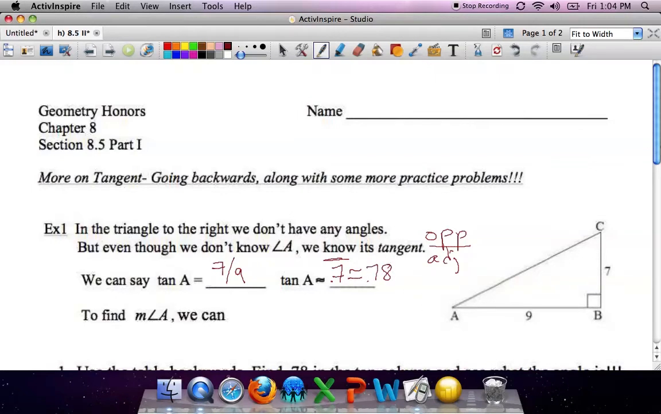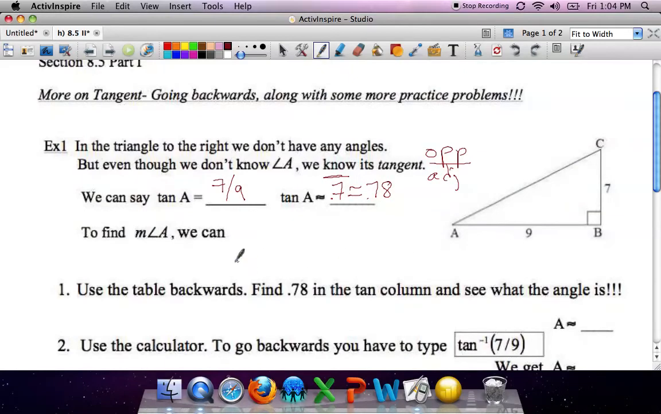To find the measure of angle A, we can do one of two things. We can either use the table backwards. So you go to the tan column and look up the angle closest to 0.78. If you go down and find the angle closest to 0.78, it would be 38 degrees.